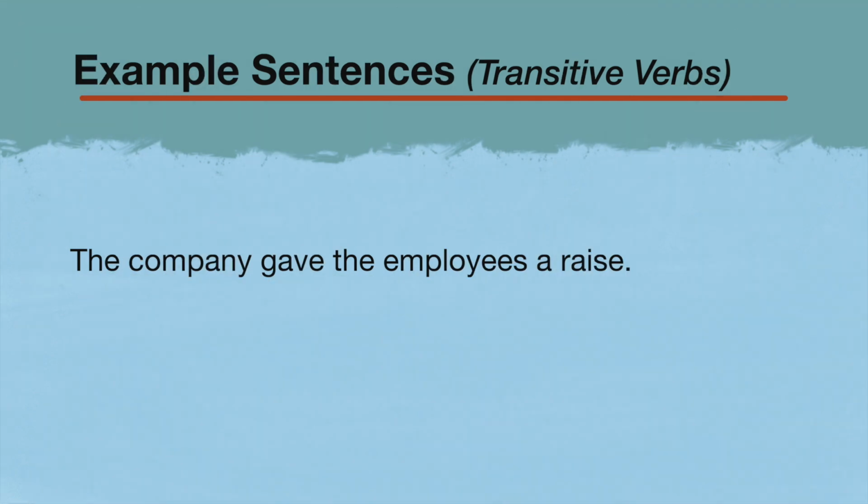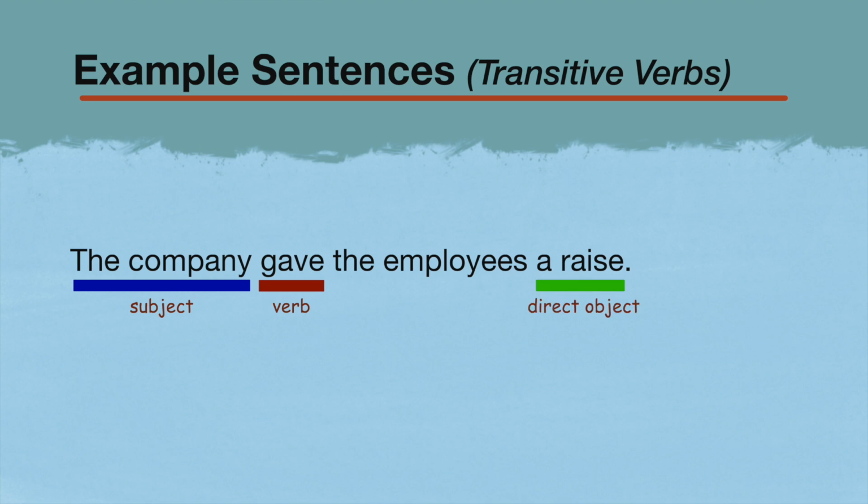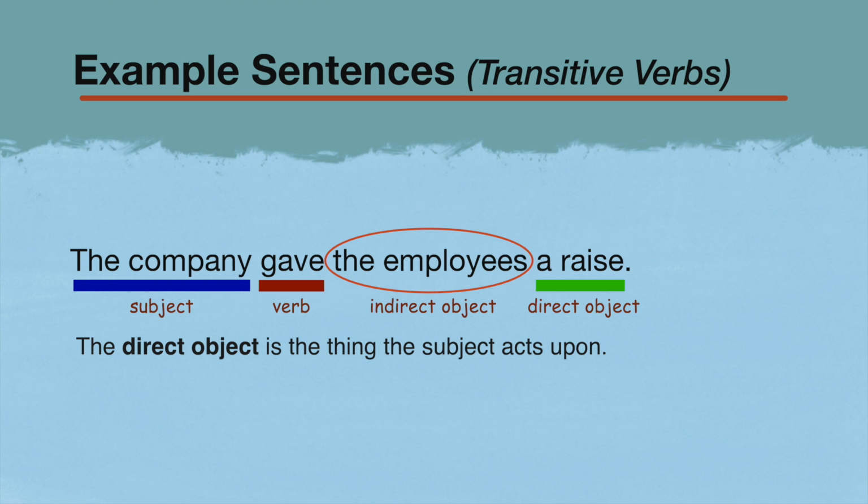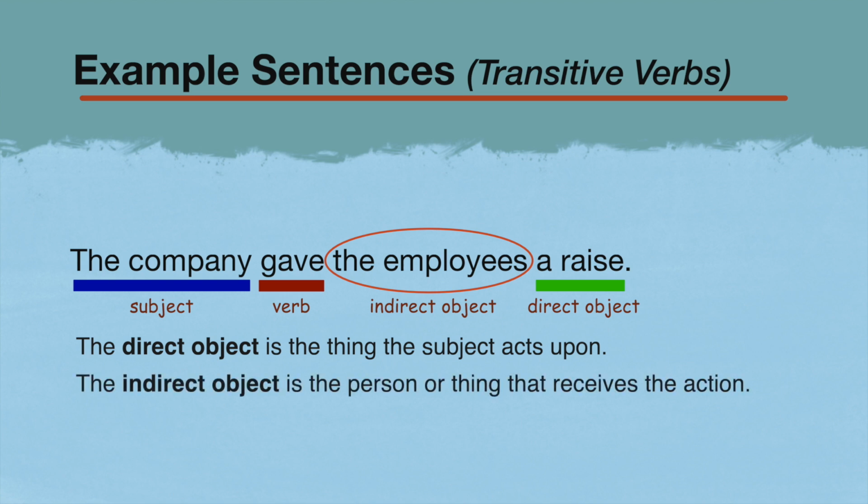Next, the company gave the employees a raise. Now, like the first sentence, we have a subject and a verb, and it is a complete idea. But note, this sentence also has an indirect object, the employees. The direct object is the thing that the subject acts upon, and the indirect object is the person or thing that receives the action. So our sentence reads, "The company gave the employees a raise."